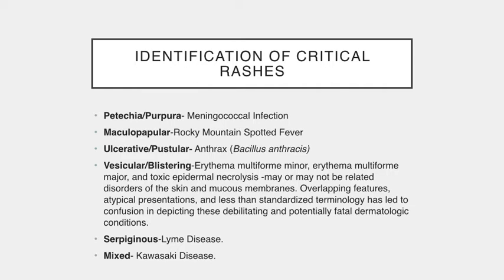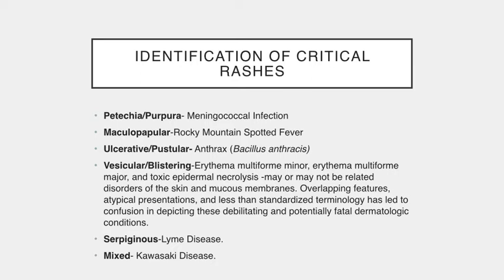Okay, so identifying some critical rashes, again, you're going to look for these petechial rashes that could indicate a meningococcal infection, maculopapular, again, that could be Rocky Mountain spotted fever, and that's a very common type of rash that you'll see. Your pustules like anthrax, obviously, you wouldn't want to miss anthrax, but again, these are the types of rashes that you're looking for, so they're common across a wide variety of rashes.